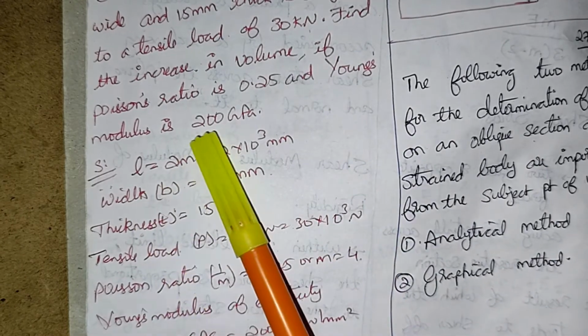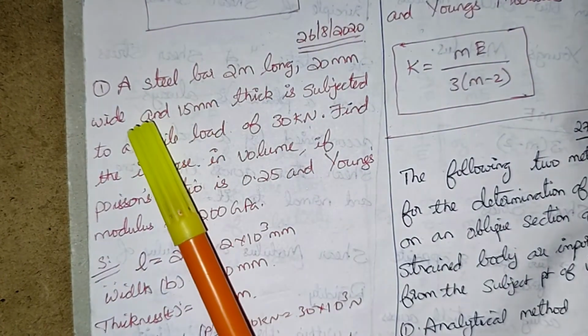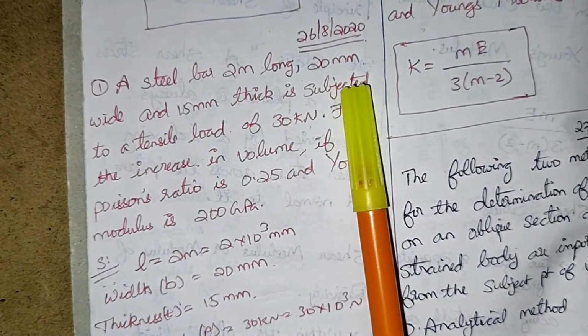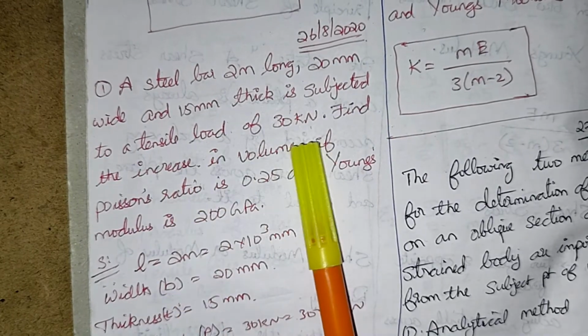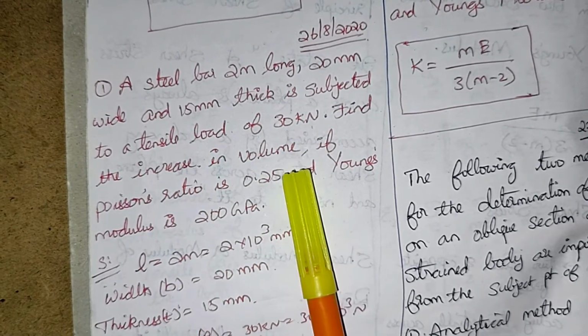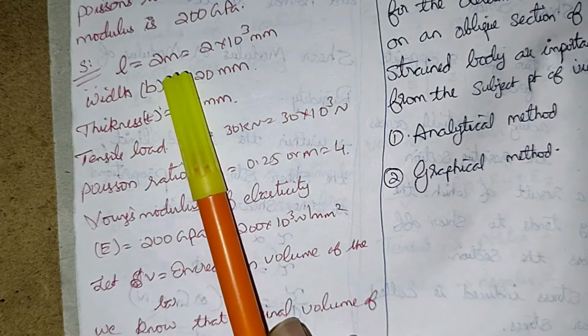Once again I will read this problem. A steel bar, listen carefully. A steel bar 2 meter long, 20 mm wide and 15 mm thick is subjected to a tensile load of 30 kilonewtons. Find the increase in volume if Poisson's ratio is 0.25 and Young's modulus is 200 gigapascals. So we'll start the solution.